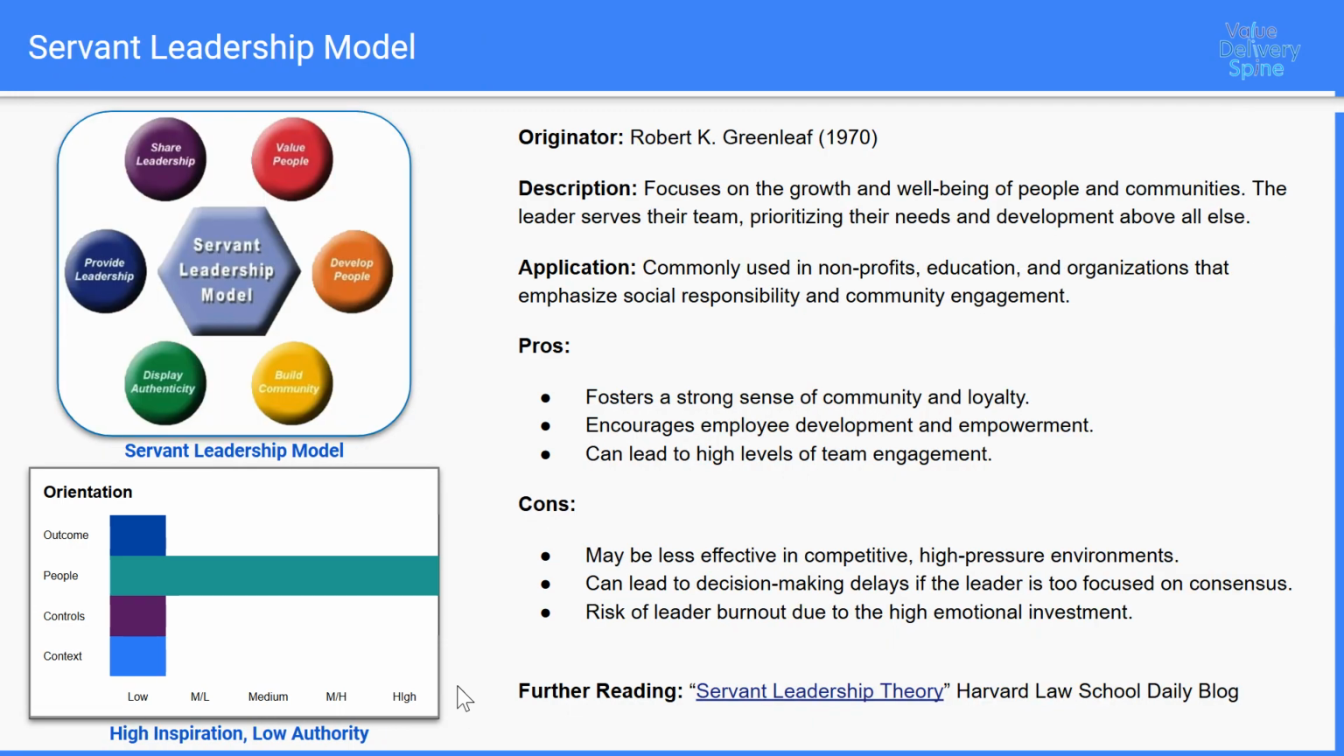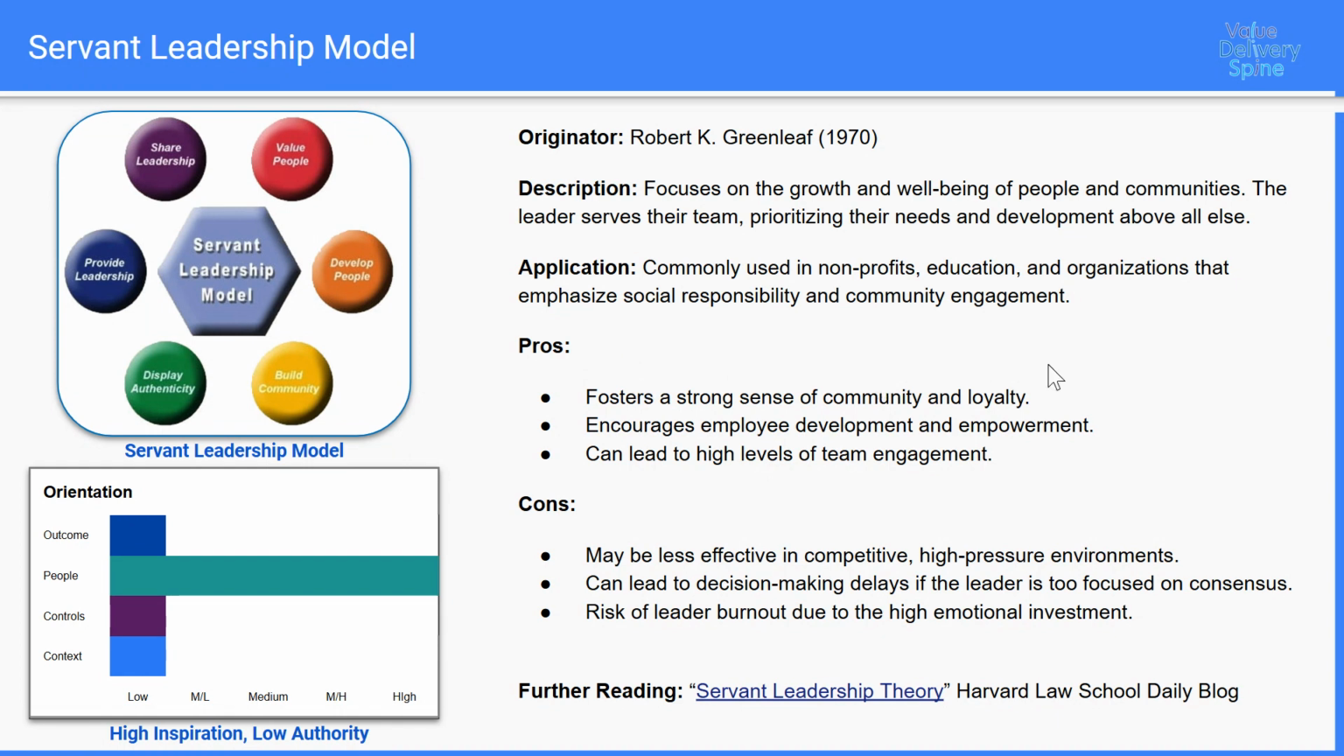Servant leadership is the third model that we're going to look at, developed by Greenleaf in 1970, and it focuses on the growth and well-being of the people and communities within the model. So it's a leader who really serves the team, serves the community in their needs and development. And you can see highly indexed on people, low indexed on anything else, because it's really focused on the people in the model. It's great for nonprofits, for education, organizations that emphasize social responsibility and community, because it engenders community involvement and leads for community interests.